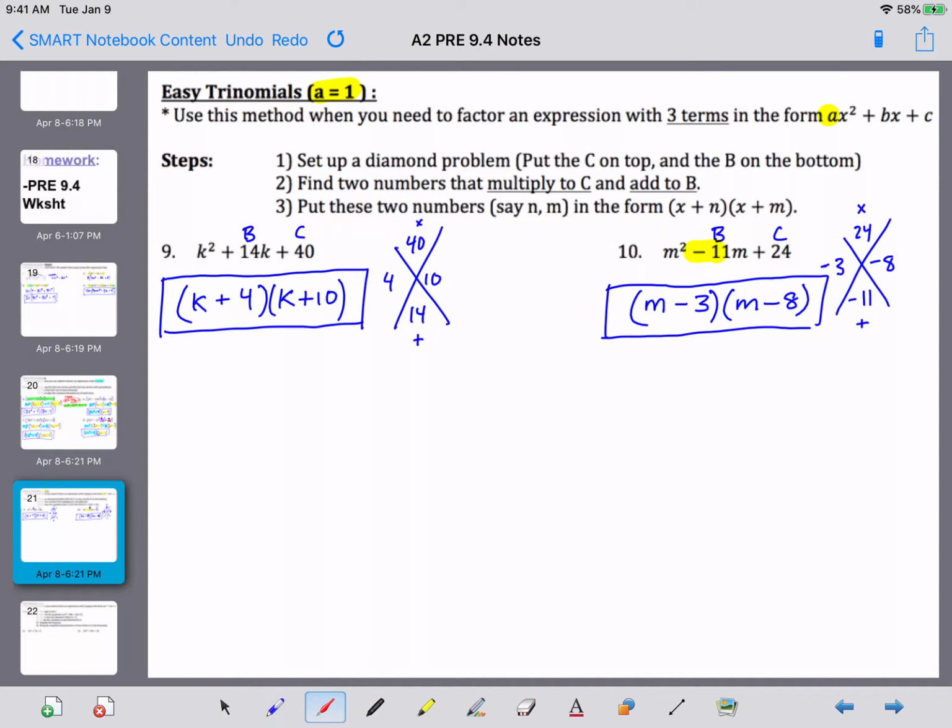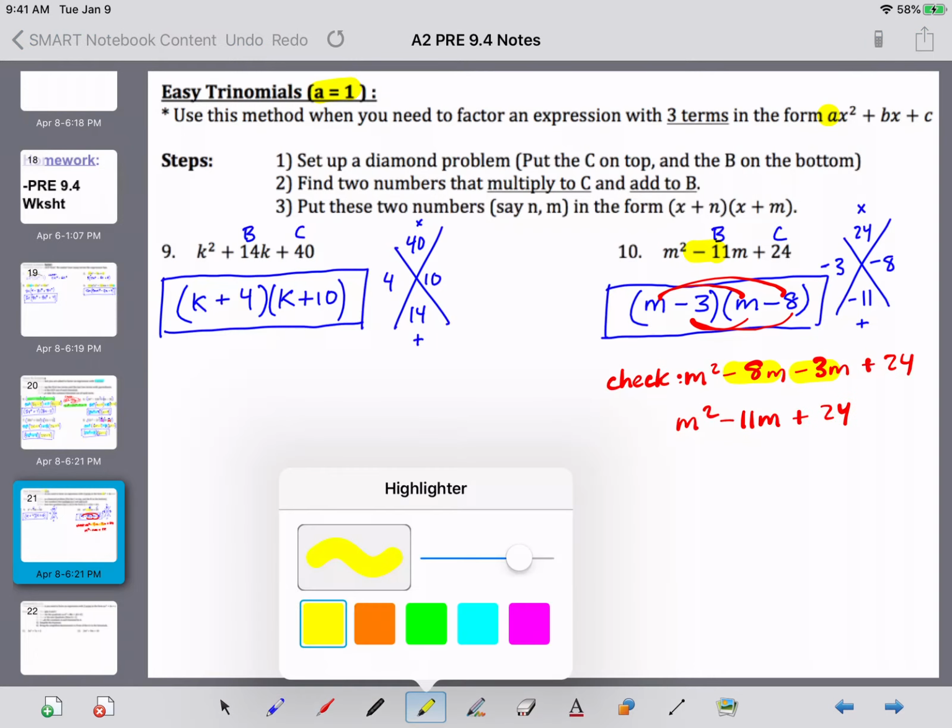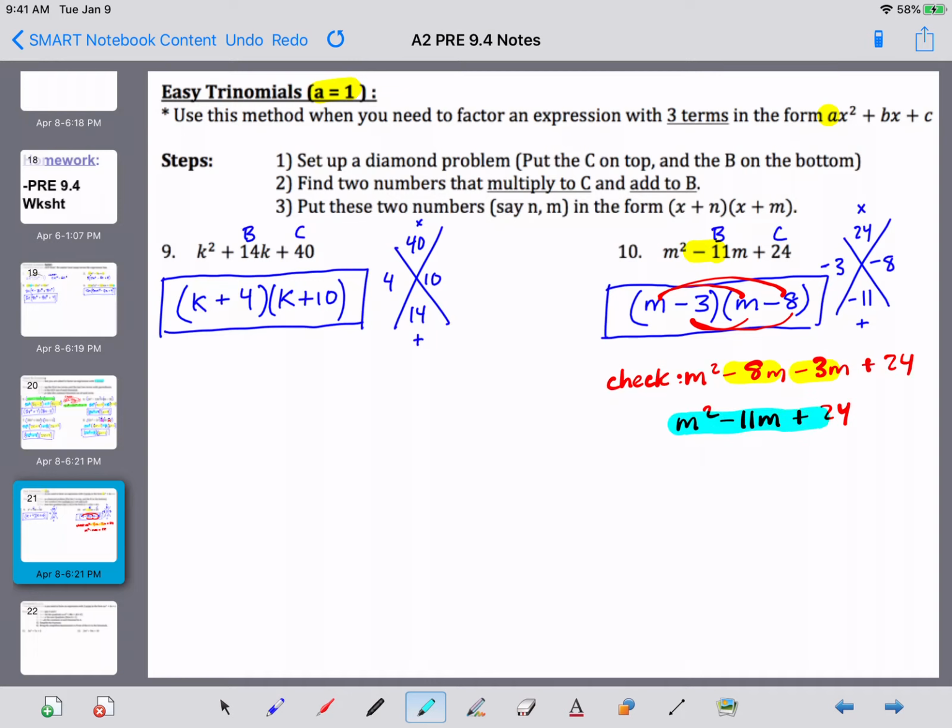All right, and like with any of our problems, you can always check these by foiling this back out. So let's just see if we did it right. M times m is m squared. M times negative 8 is negative 8m. Then we have negative 3 times m is negative 3m. Negative 3 times negative 8 is positive 24. And then we've got like terms here. So we got m squared minus 11m plus 24, which is the same as what we started with.